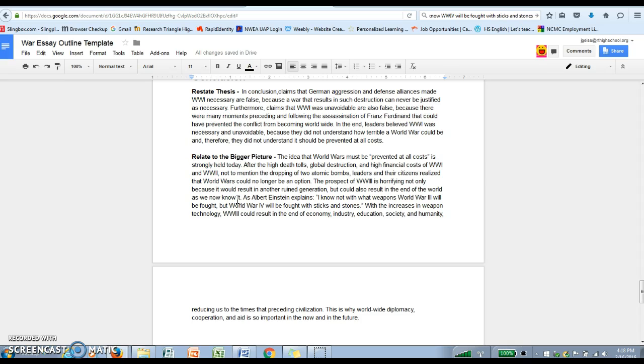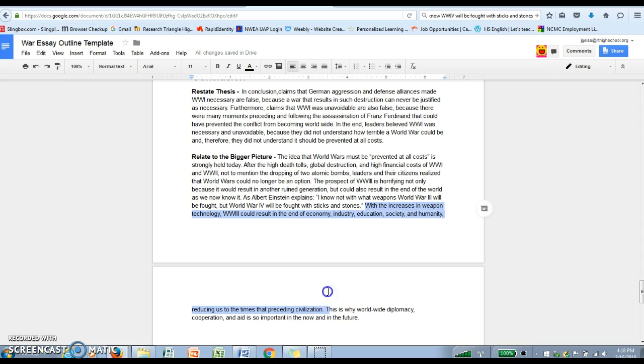Then, to bring in some interest, the bigger picture utilizes a quote that's very relevant. It's written by Albert Einstein, who played a major role in inventing the atomic bomb, and also applies to what's being written about here, which is World War III and the idea that world wars are no longer an option. I would highly encourage you to bring in a quote to make your bigger picture more relevant. But if you bring in a quote, make sure it actually applies to what you're saying and that it's not forced. And also, you must follow with an explanation of what that quote means.